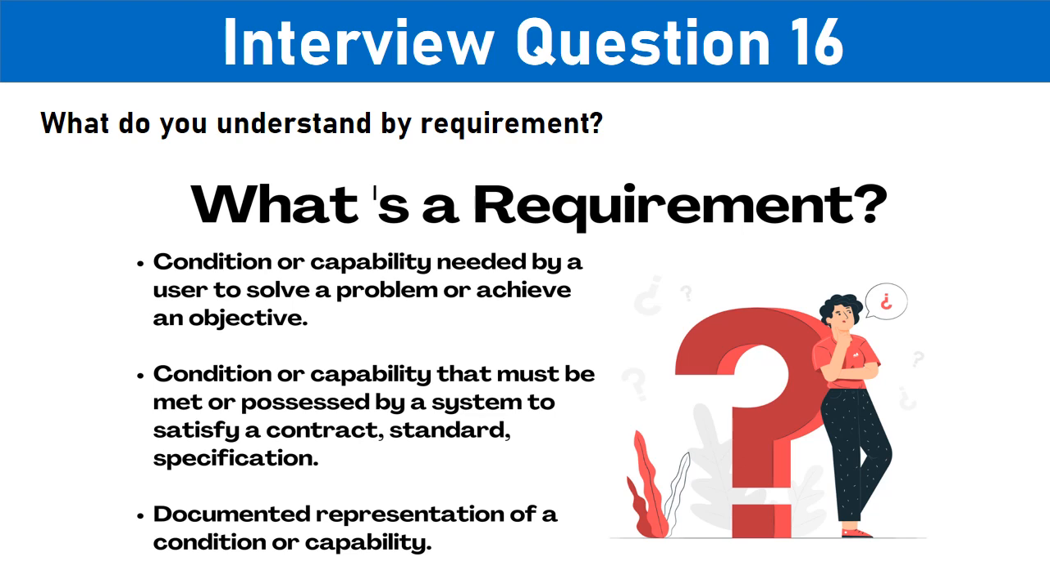A more precise definition is provided by the IEEE Glossary of Software Engineering Terminology and the Business Analysis Body of Knowledge. Both define a requirement as a condition or capability needed by a user to solve a problem or achieve an objective. They also define the requirement as a condition or capability that must be met or possessed by a system or system component to satisfy a contract, standard, specification, or other formally imposed document. And then requirement is also a documented representation of a condition or capability.